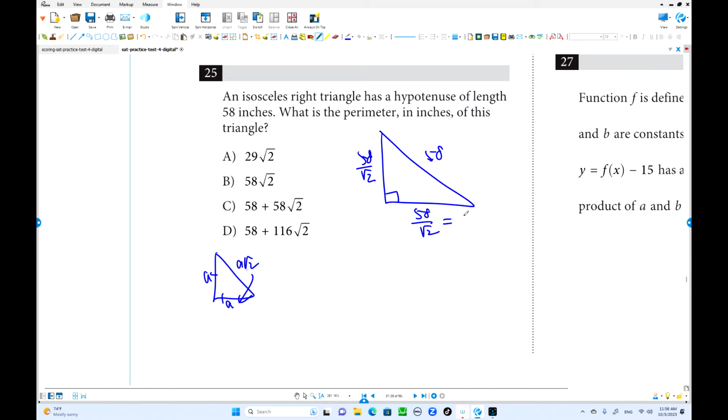So the leg is what? Simplify this one. 58 root 2 over 2, isn't it? Root 2 times root 2, right? So this is what? 29 root 2. This is also what? 29 root 2. The total is how much? 58 plus twice this one is what? 58 root 2 is the answer, okay? So C is the answer.